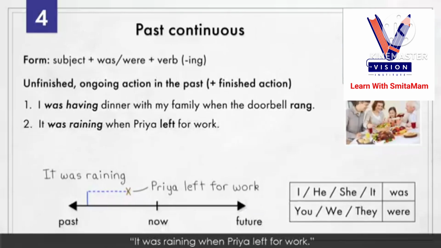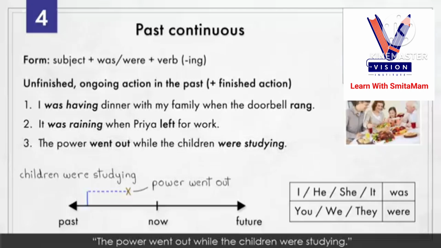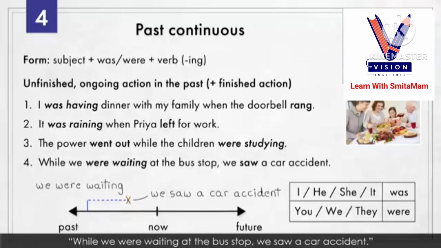Here are a few more sentences. It was raining when Priya left for work, so she had to take an umbrella with her. The power went out while the children were studying. Here we mention the continuous action second, the children were studying, and a single finished action first, the power went out. While we were waiting at the bus stop, we saw a car accident. Thankfully, nobody got hurt. Okay, that's it for the past continuous tense.